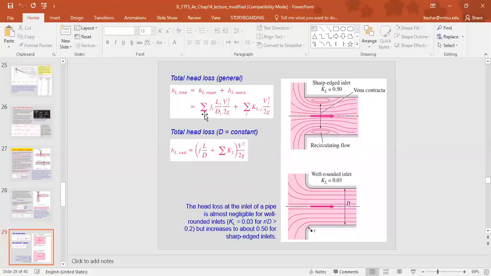The sum for the major losses depends on whether we have different pipes of different diameters. In that case, different diameters mean different lengths, in general different friction factors, and different average velocities as well. If the diameter is constant, the average velocity, according to the mass conservation equation for incompressible flow, will be the same. The friction factor will be the same since the velocity is the same, and it's the same diameter, the same pipe as well. So this equation reduces to this form in case the diameter is constant.